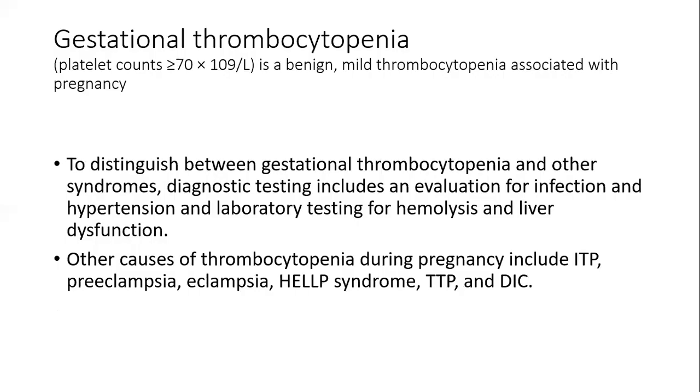Now, coming to some rare varieties of thrombocytopenia, that is gestational thrombocytopenia. Here, the previous count will usually be more than 70,000. It's a benign mild thrombocytopenia associated with pregnancy. To distinguish between gestational thrombocytopenia and other conditions, diagnostic testing includes an evaluation for infections, as we have said earlier, and hypertension, and lab testing for hemolysis and liver dysfunction. Other causes of thrombocytopenia during pregnancy include ITP, eclampsia, and HELLP, as we said earlier.